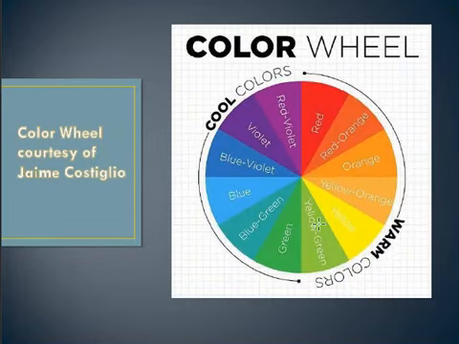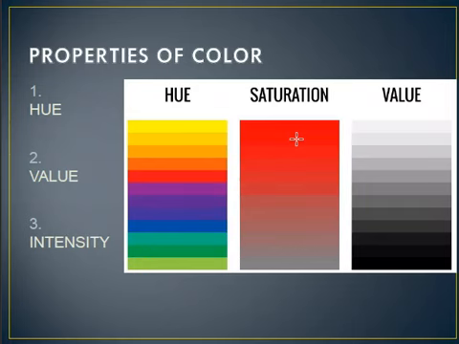Yeah. So, ito naman, this color wheel is specifically from Jaime Castiglio. So, yan yung typical color wheel. Di ba nung mga elementary, high school, or kahit nung kinder, no, may lesson tayo about colors, like the primary, secondary, and tertiary colors. Yan. So, now we have different properties of color. We have hue, value, and intensity.